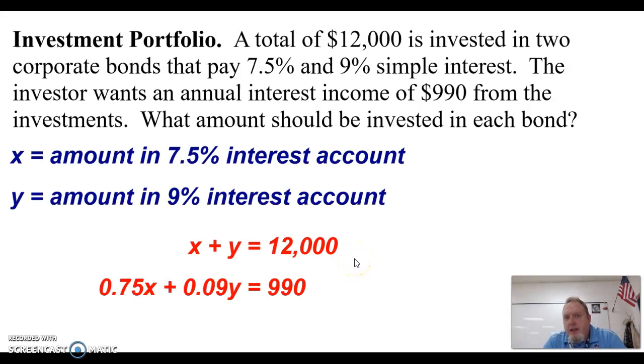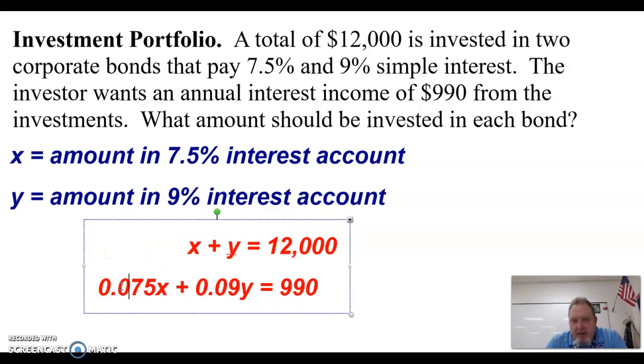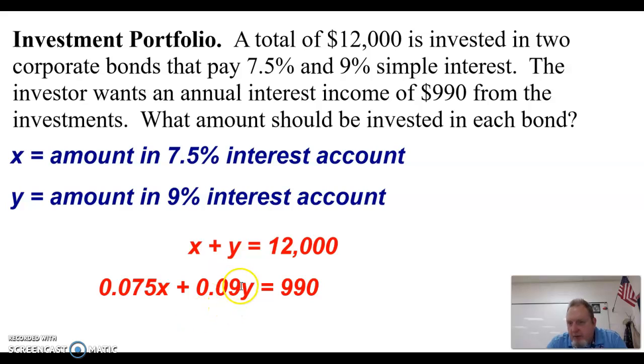All right, so again, what you see here is our total of the two accounts. That is X and Y, adds up to 12,000. I define X as the amount in the account drawing 7.5% interest, and Y is the amount in the other account, the one that's getting 9%. So the total investment between those two accounts is 12 grand. The first one is giving you 7.5%, so 0.075 as a decimal equals 7.5%. The second account's giving you 9% interest, and your total interest for the year is 990.